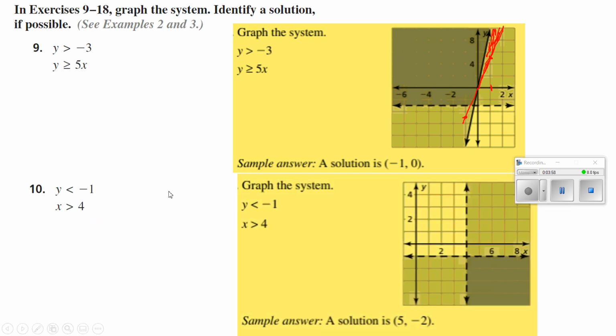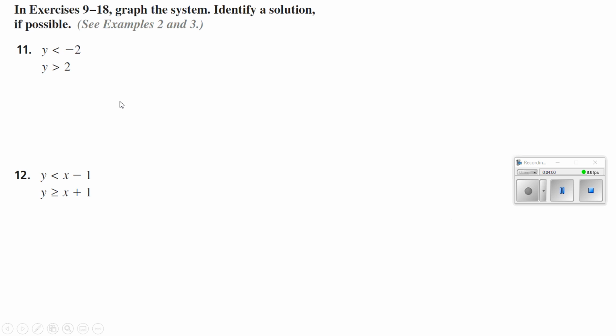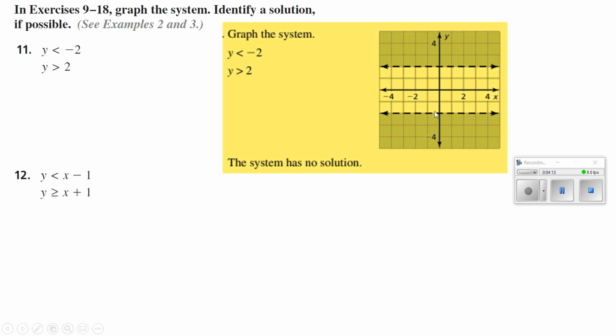I'm going on to number, well, that gave you number 10. Looks like you got a freebie. Let's go to number 11. Number 11 says identify the solution if possible. If y is -2, I'm going to make my line at -2. I'm going to put a dash because there's no line underneath here. And it says y is less than it, so it shades in everything less than -2.